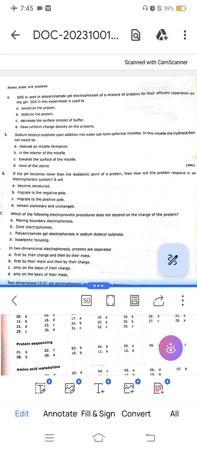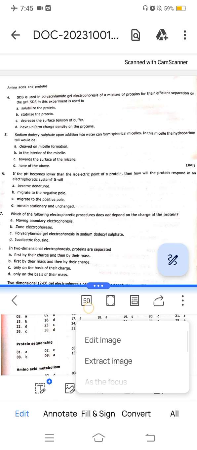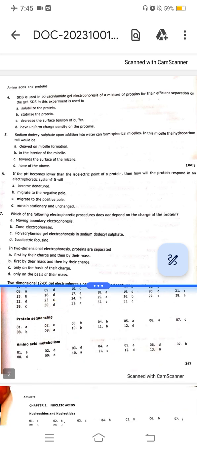Then if the pH becomes lower than the isoelectric point of a protein, then how will the protein respond in an electrophoretic system? It will, wait a minute. Yeah. A. Correct answer is A. Become denatured.